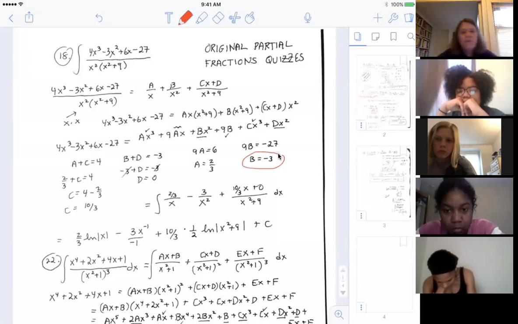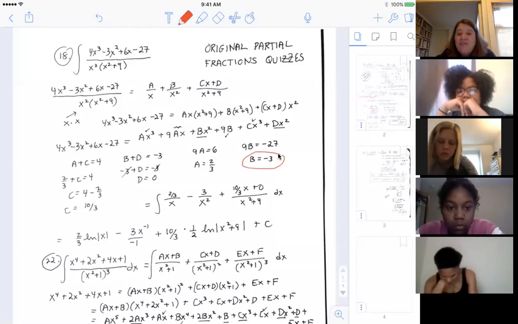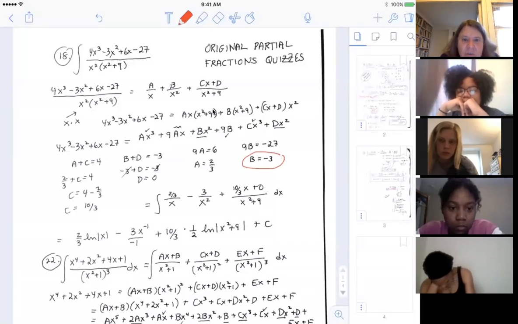So we know that. The other ones, there's nothing else you can let x be to get anything to drop out, because x squared plus 9 is always going to be positive. Can't do anything to it. So I just said, okay, now I've got to multiply it out and start to match coefficients. So I multiplied it all out. Let's double check my work here. Ax cubed plus 9Ax plus Bx squared plus 9B plus Cx cubed plus Dx squared.